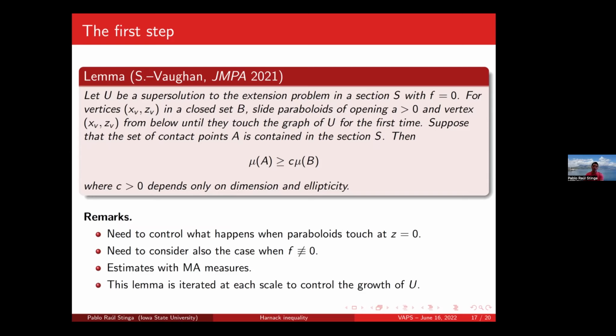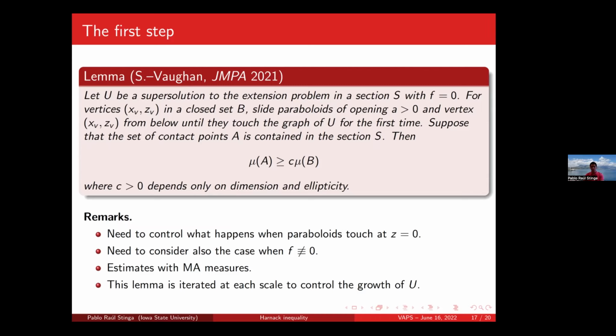And as I said, you use these to control the growth of U to show that if you normalize U at the center of the section to be 1, then for most of the domain, U will be less than a universal constant. And then you continue with the next steps in the proof of Harnack. So this is the main lemma.